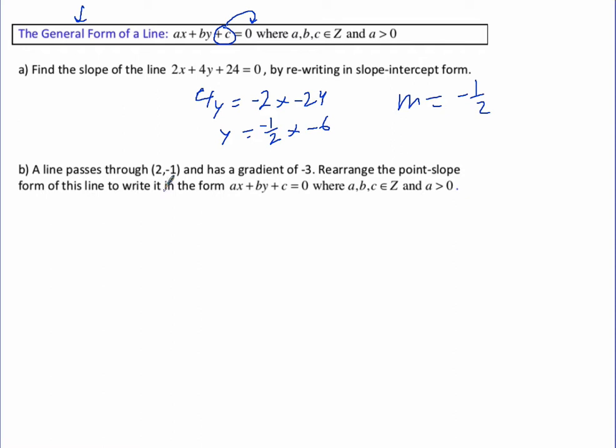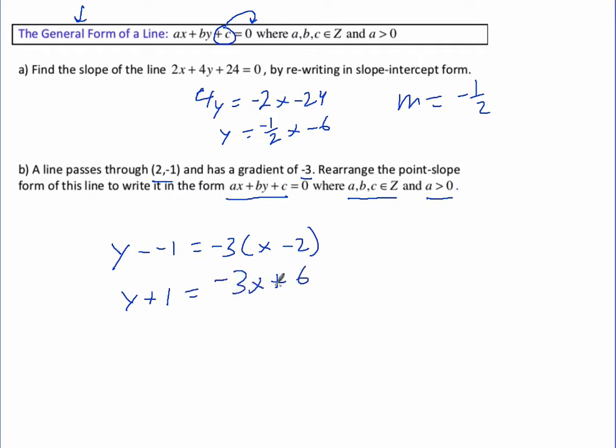Now in this example, we've got a line that passes through this point with this gradient. Rearrange the point-slope form into this form. So we're given a point and the slope, so we can start with point-slope form. y minus negative 1 equals negative 3 times x minus 2. And we want to get this form, and this part here says that a, b, and c have to be integers, and a has to be bigger than 0, so a positive number. So we have y plus 1 equals negative 3x plus 6.